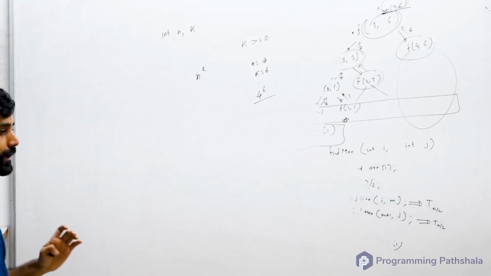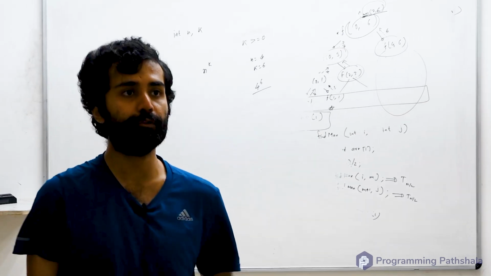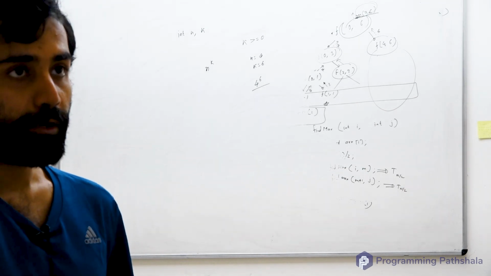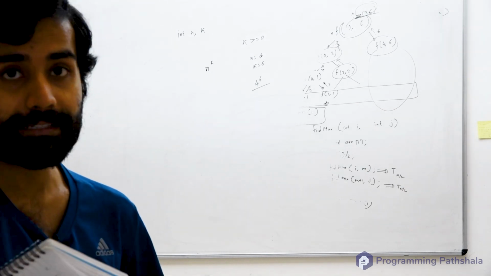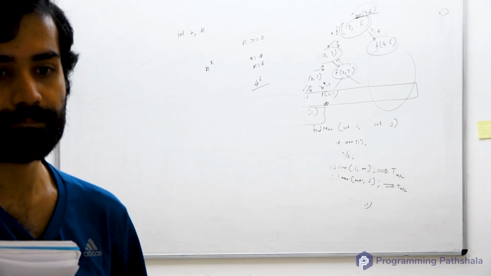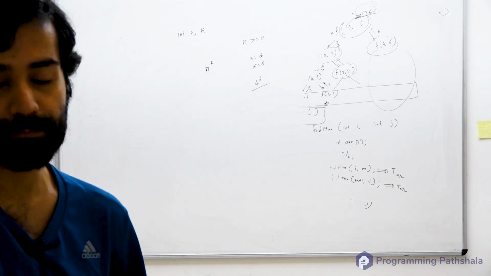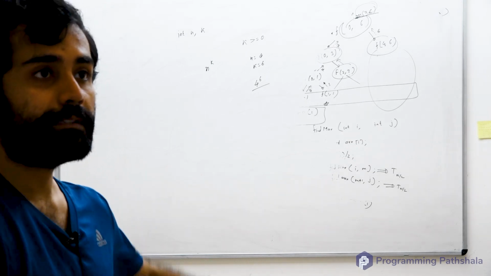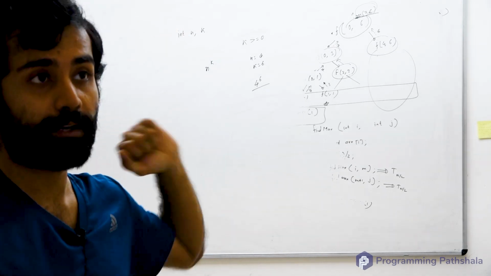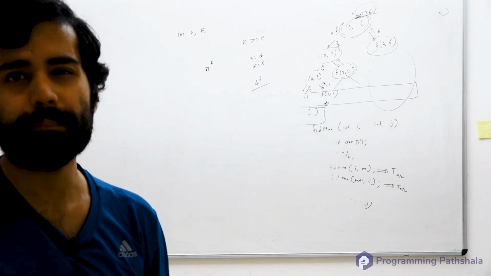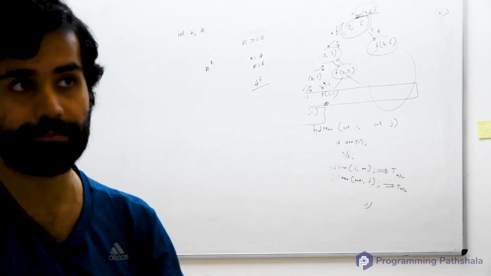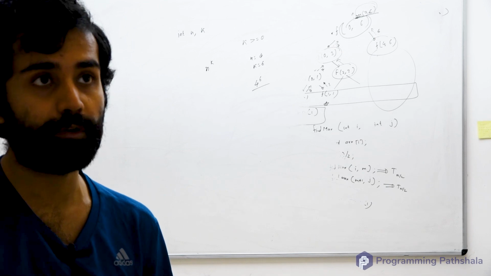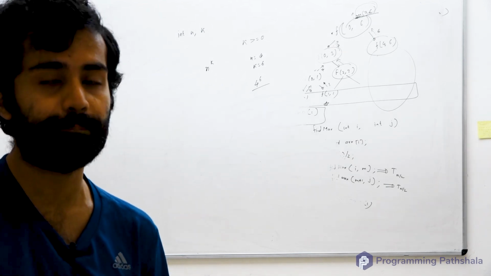But is there a faster way to do it? Fast exponentiation is the technique that we are going to learn. You can manage to do it in order k by 2 also, but can you be more efficient? The answer is yes, we can do it in log k time.